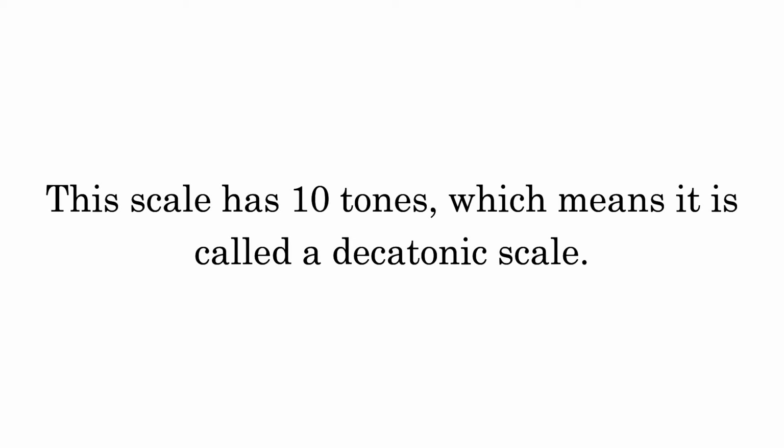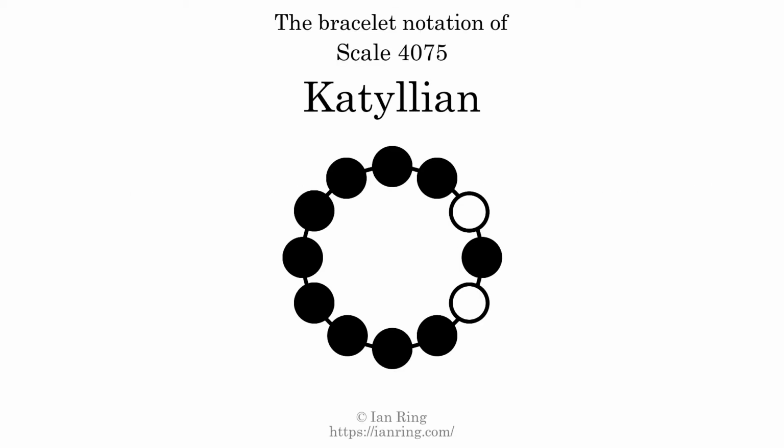This scale has 10 tones, which means it is called a decatonic scale. This is a bracelet notation diagram of scale 4075. The shaded circles represent tones that appear in the scale, and they are read clockwise, starting at the top.